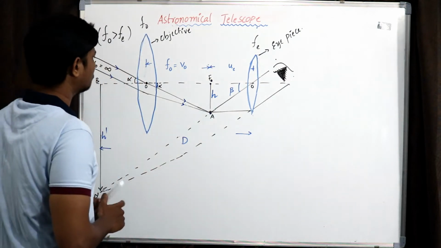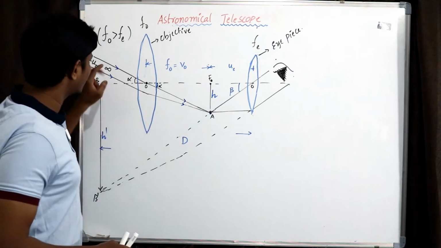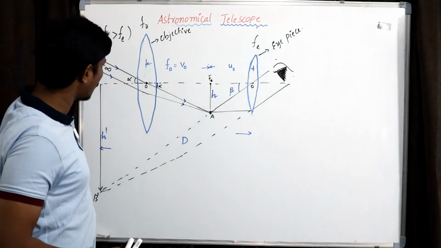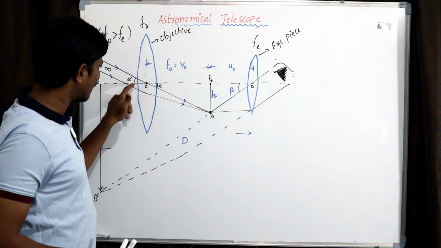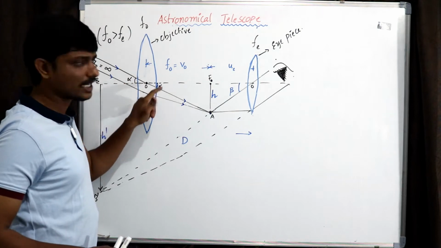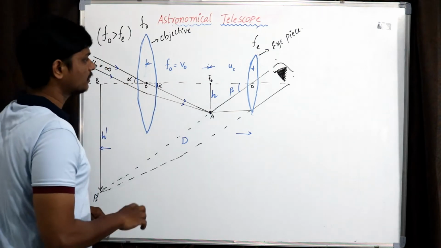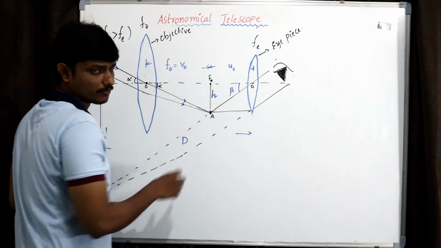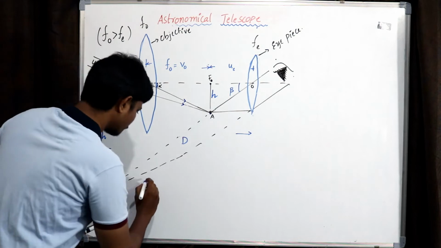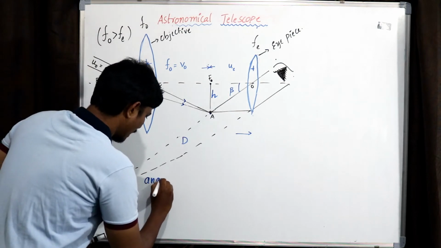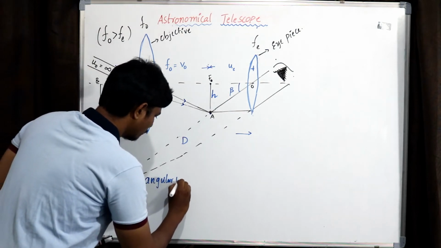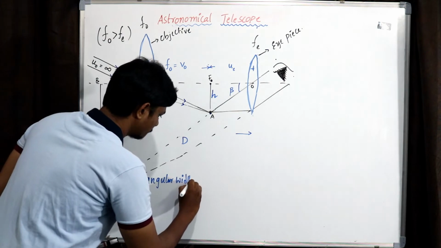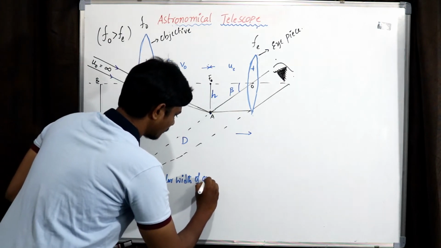So let me write. If you observe the ray diagram, the light ray which is falling through the optical center makes an angle alpha. So this alpha is nothing but the angular width of an object. Alpha is nothing but the angular width of an object. So let me write that. Angular width of an object.